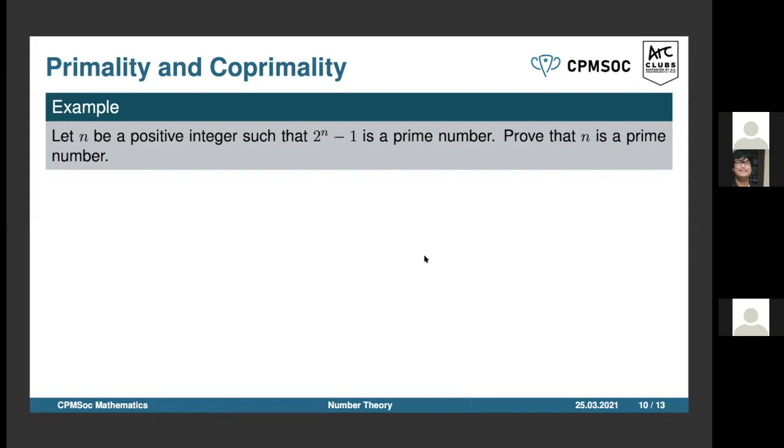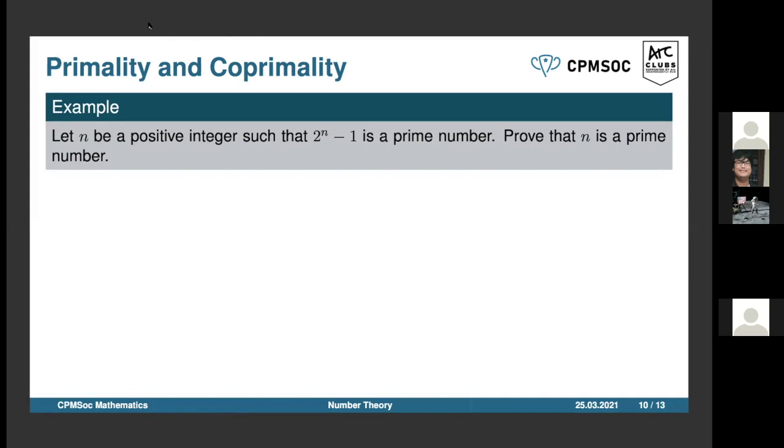Does anybody have any questions about primality or coprimality before we jump into examples? Cool. Ethan, were you taking this one? I think I'm taking this one. Cool. Yeah. All right.